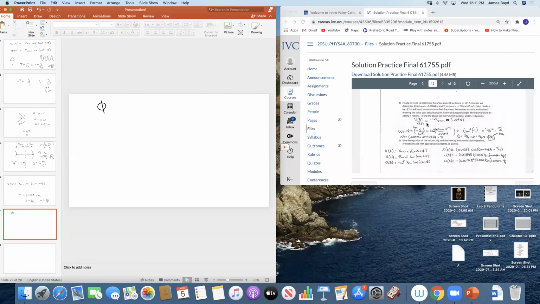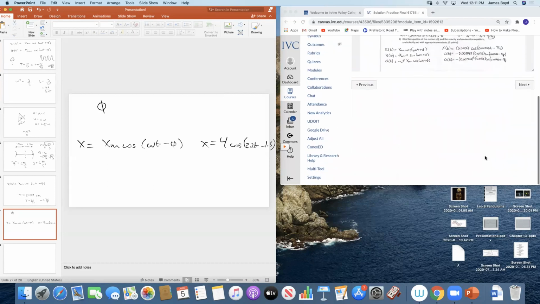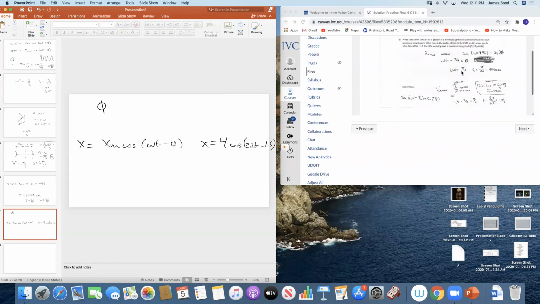Then what I ask you for is to write the equations. And what I want is for you to physically write xm cos(omega t minus phi), and then plug in all your numbers. So let's say this is 4 cos(2.2 t minus 1.5) or something, whatever. I want you to actually always put those numbers into your equation, okay? Because that's actually the goal.